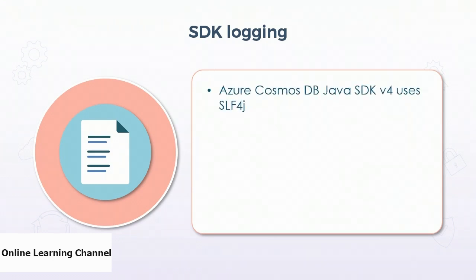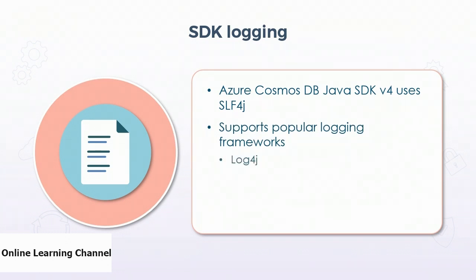Azure Cosmos DB Java SDK version 4 uses a log facade called SLF4J, which you should take advantage of to log in your applications. This facade supports some popular logging frameworks under the hood, such as Log4j, a Java-based logging framework for Apache, and Logback, which is considered a successor to Log4j.